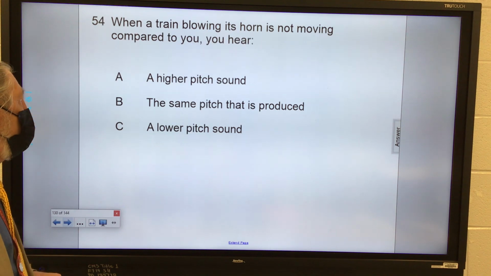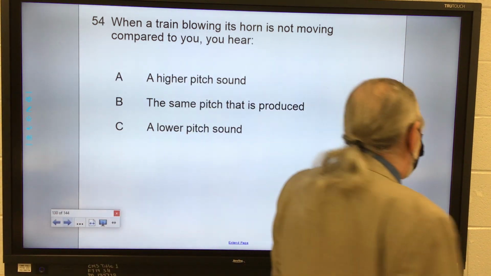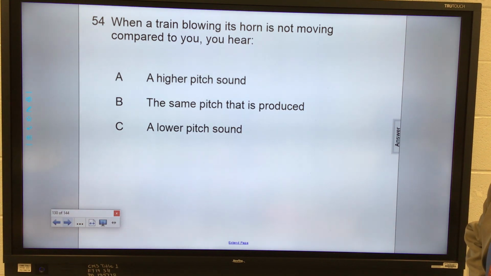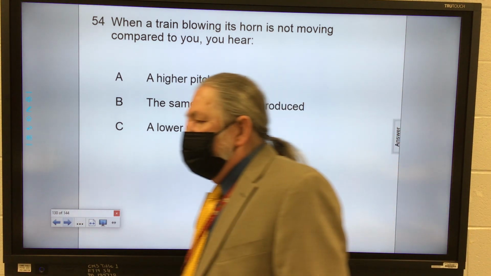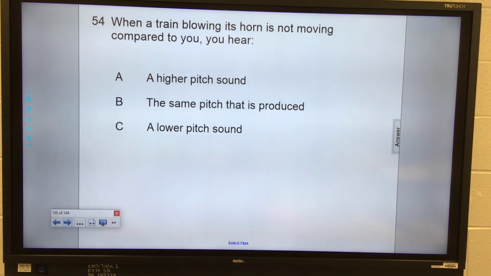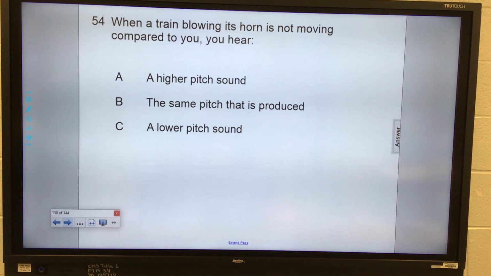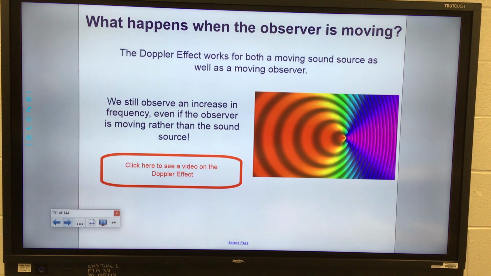Okay. Here's another one. Look right here. When a train blowing its horn is not moving compared to you, you hear what? The higher pitched sound, the sound pitch that's produced, or a lower pitched sound? Got an answer for that, for 54 there, Jaleel? I'm on 54 now. Okay, 55. There is no 55.